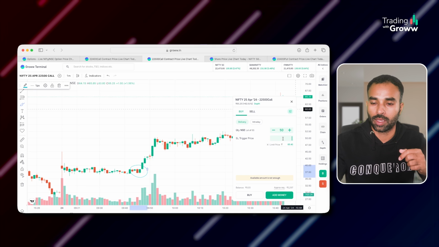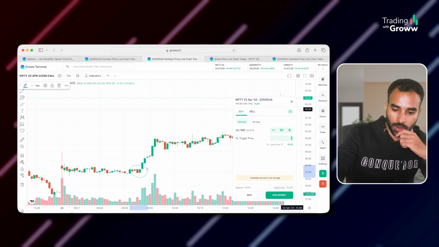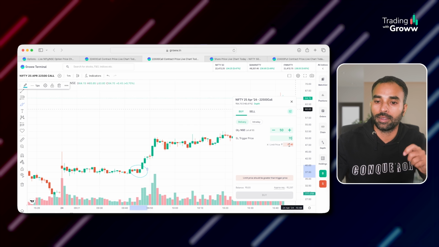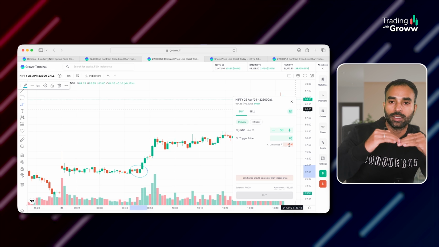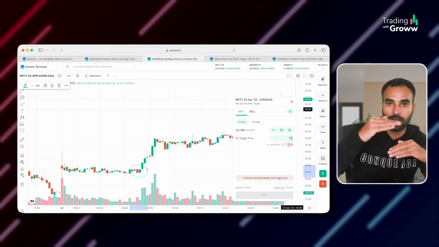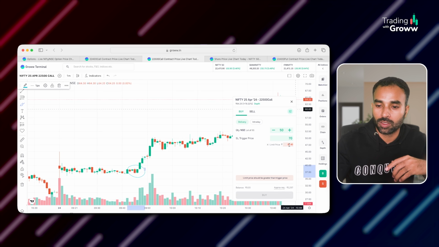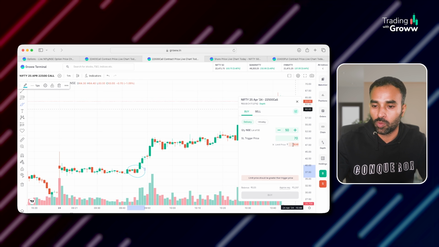I want to keep a stop loss around 70 rupees, so I'll keep a limit price which should be greater than this SL trigger. I have shorted at 65, I'm keeping a stop loss at 70, and now I'll give a buffer. So I'm placing a stop loss limit order, where 70 rupees is the stop loss.